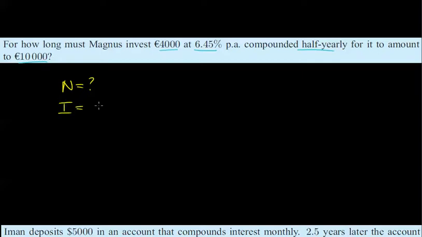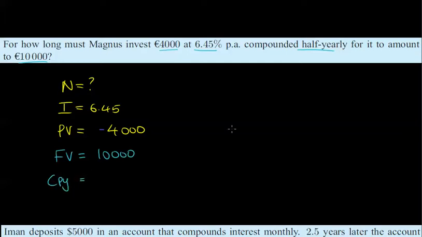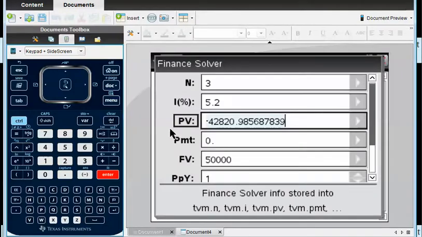The interest rate is 6.45. The present value is €4,000. Remember, on the calculator we need to put a minus in front of that. The future value is going to be 10,000. And the compounding period is half yearly, so twice in a year. So n is basically what we want. How long should we wait? Right, so let's enter those pieces of information in.